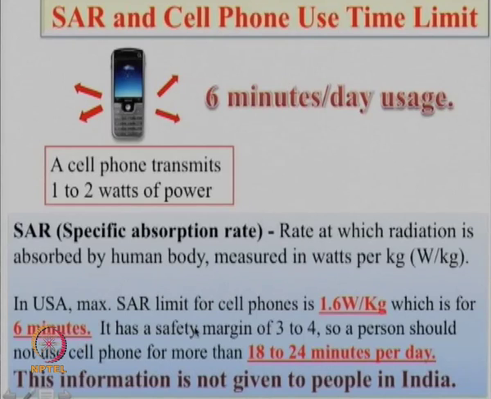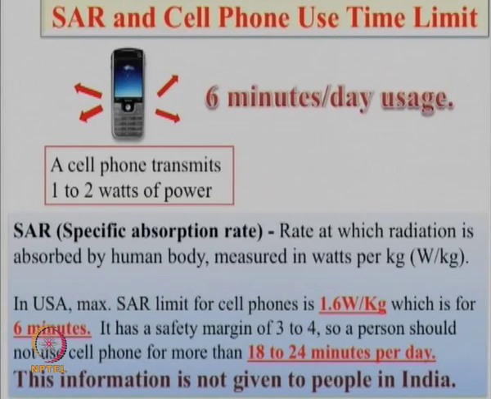So today when we say that a cell phone is safe, it is really safe for about 6 minutes. However, all safety guidelines have some safety margin. It has a safety margin of 3 to 4. So in reality, people should not be using more than 18 to 24 minutes per day, and if you use it for longer, you can develop some health problems.